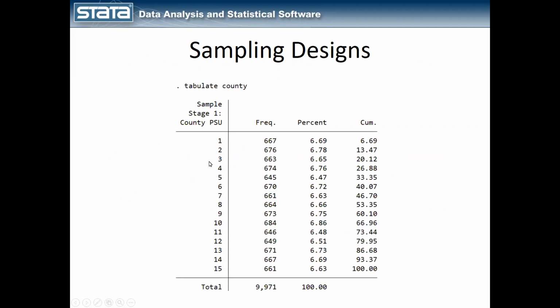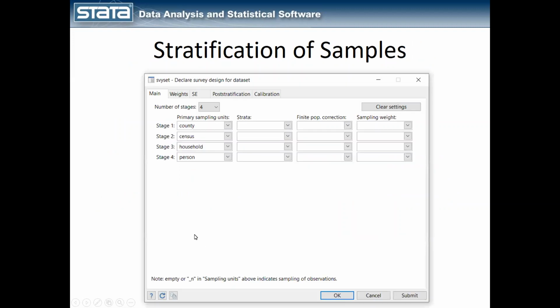For instance, the counties, we have 15 of these counties, so they're all sampled, and if we tabulate them, we'll see there are 15. So we're going to put those variables in each of these boxes here, and they have to be in the correct order, or things will get messed up. Stata will throw errors. Okay. So that's where the primary sampling units are going to come from and where the stages come from.